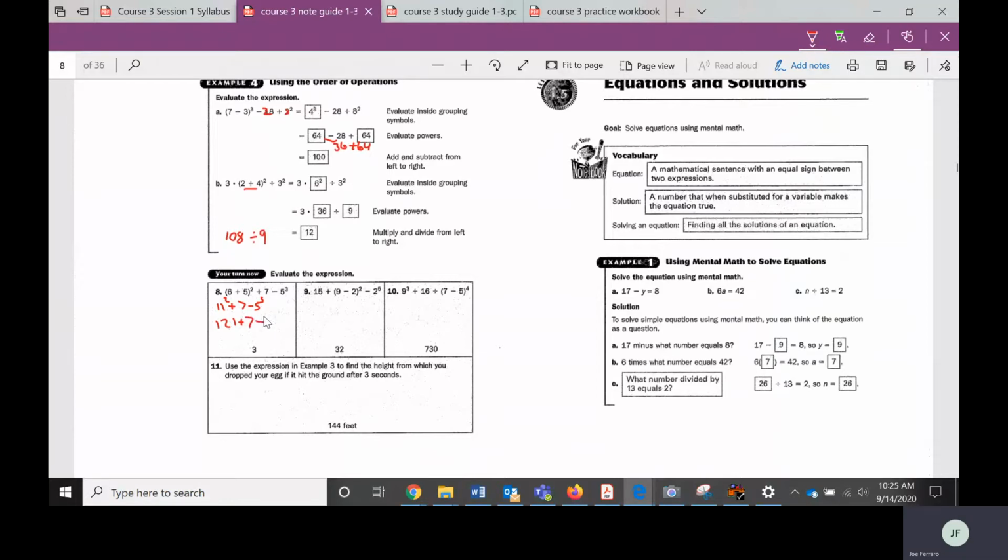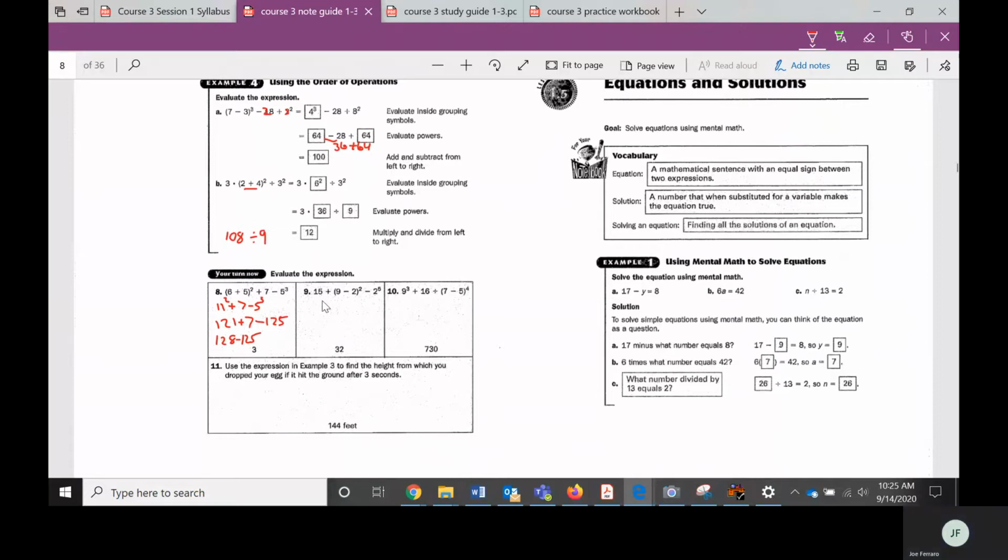So 5 cubed, or 5 to the third, is 5 times 5 is 25, times another 5 is 125. Now we go left to right because it's just addition and subtraction. So we get 121 plus 7 is 128, minus 125 gives us 3.